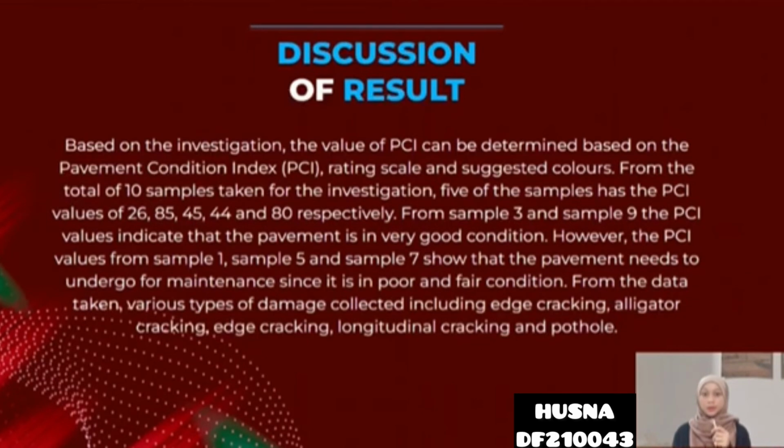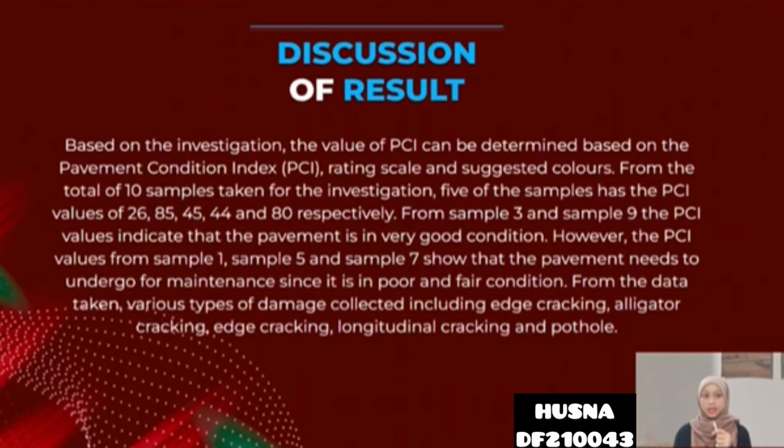I'm going to present the discussion of our result. Based on the investigation, the value of PCI can be determined based on the pavement condition index, PCI, rating scale and suggested colors. From the total of 10 samples taken from the investigation, 5 of the samples have PCI values of 26, 85, 45, 44 and 80 respectively.